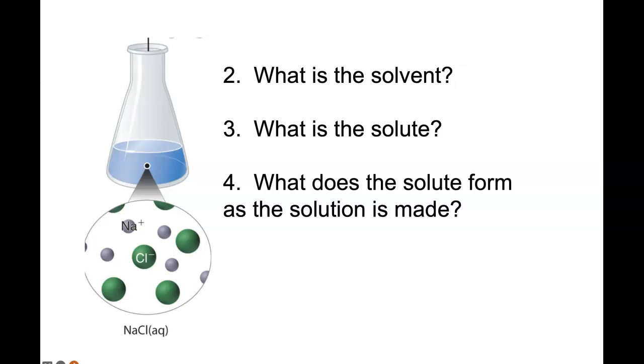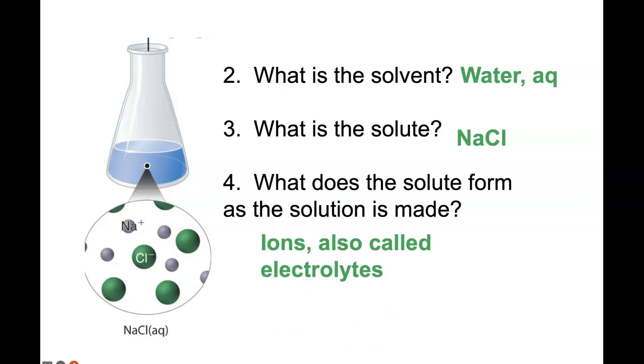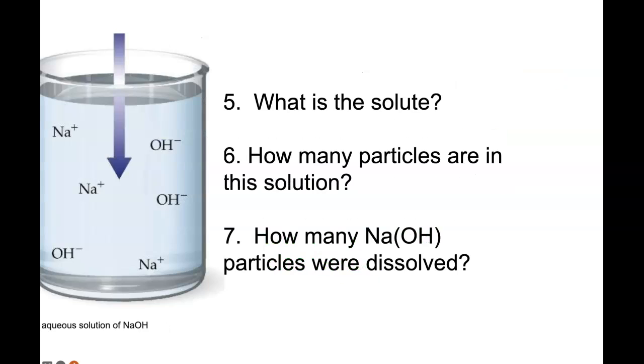All right, so what'd you say for question 2? If you said that water is the solvent, you are exactly right. We know that because it says right down here at the bottom that it's an NaCl aqueous solution. And so what is the solute? Hopefully you said NaCl. And when that NaCl dissolves in the water, what does it form? Yes, ions, which we also call electrolytes.